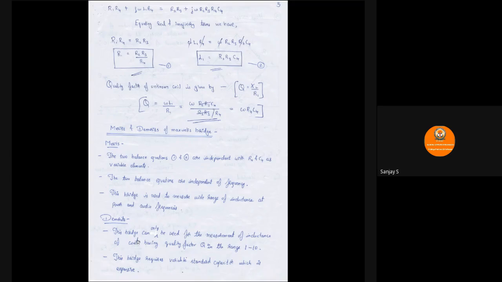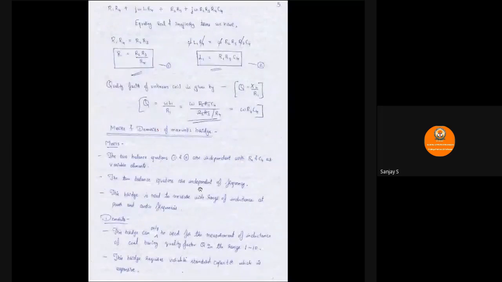Coming to the demerits, this bridge can only be used for the measurement of inductance of a coil having a quality factor in the range 1 to 10. I told you the quality factor is the measure of the efficiency of a coil, and only the range between 1 and 10 can be used for measuring the unknown inductance in this particular case. So Maxwell's inductance capacitance bridge will work very well only for a quality factor of 1 to 10. That's the disadvantage. And the next one is that this bridge requires a variable standard capacitor, which is expensive. The C4, what you can see here, is very expensive. That is another disadvantage.